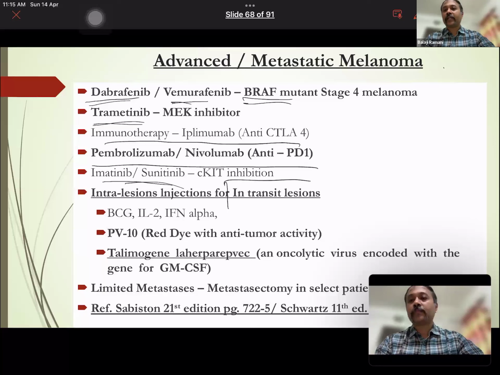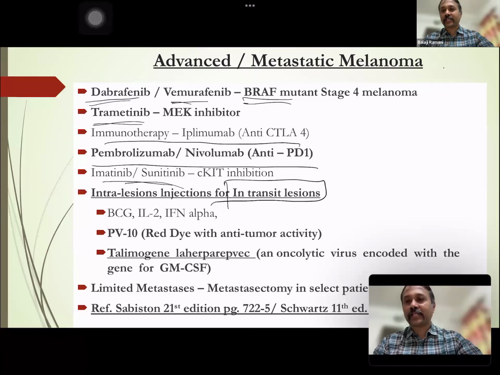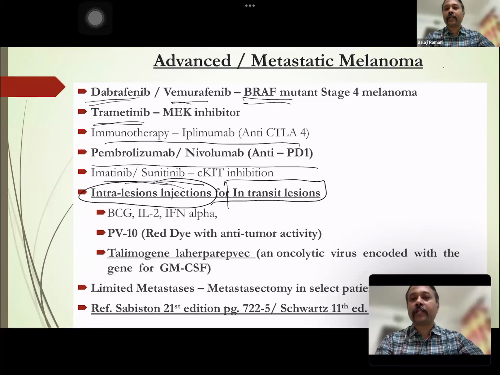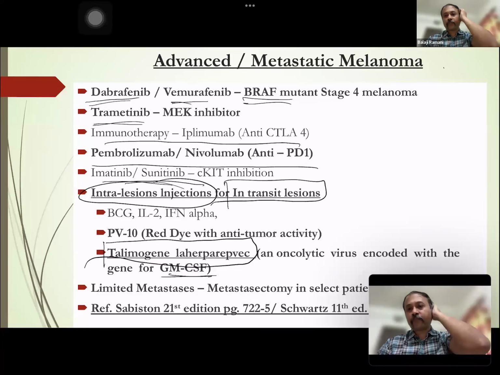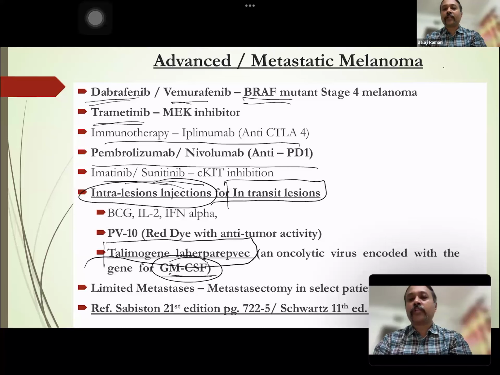In-transit lesions management: when you have extensive in-transit and satellite lesions, you can manage them. Usually the preferred modality for small lesions is intralesional injection. Here there is a vaccine used, an oncolytic viral vaccine coded with GM-CSF, which is Talimogene laherparepvec. It's a herpes virus coded with GM-CSF. This oncolytic virus is found to be very, very effective in in-transit lesions.